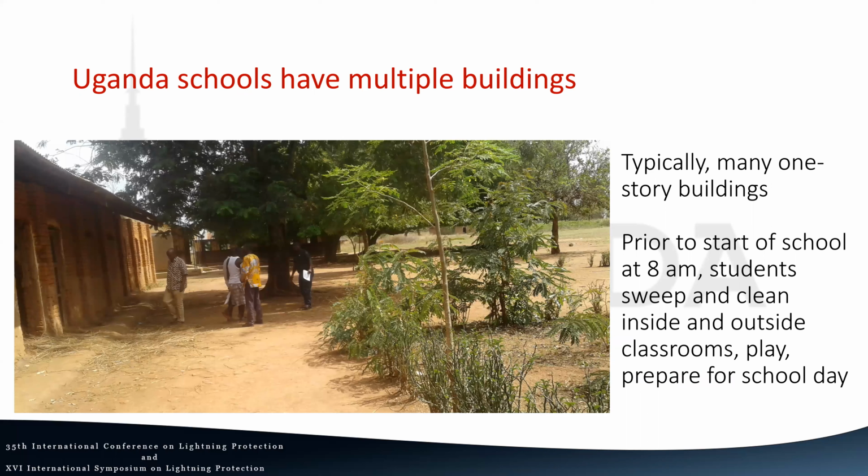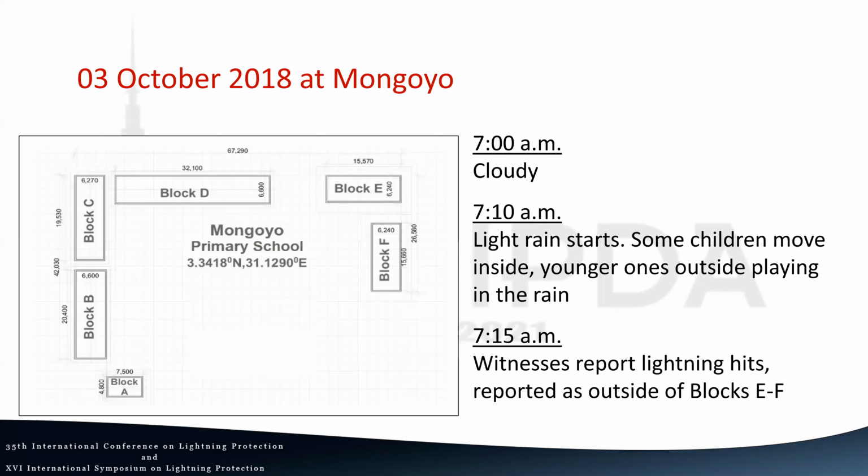Uganda schools have a lot of buildings, typically a large number of them somewhat separated. This is the Mongoyo school, many 1-story buildings. And in this case, the school starts at 8 a.m. Students come in, they sweep and clean the inside and outside, and they play and they prepare for the school day as they arrive from the village and the community around it.